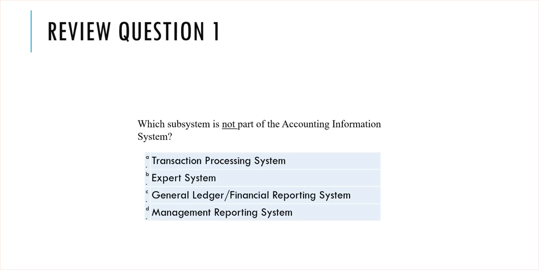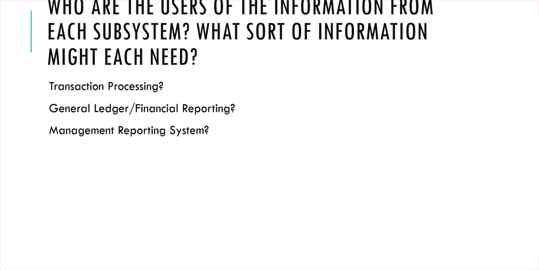Review questions now. Which is not a part of the accounting information system? Well, it's best if we really talk about it and you memorize your acronyms. We said TPS, we said GL, we said FRS, and we said MRS. So the one that does not fit is B, expert system.